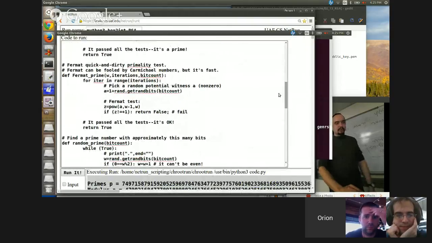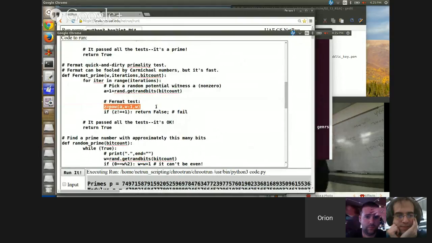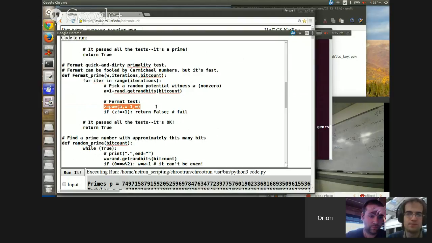There's a really easy version of prime finding, which unfortunately is really quick and dirty. I know if p is prime, take any number and raise it to the prime minus 1 power, mod the prime. That's guaranteed to be 1. Turns out the converse doesn't quite hold.